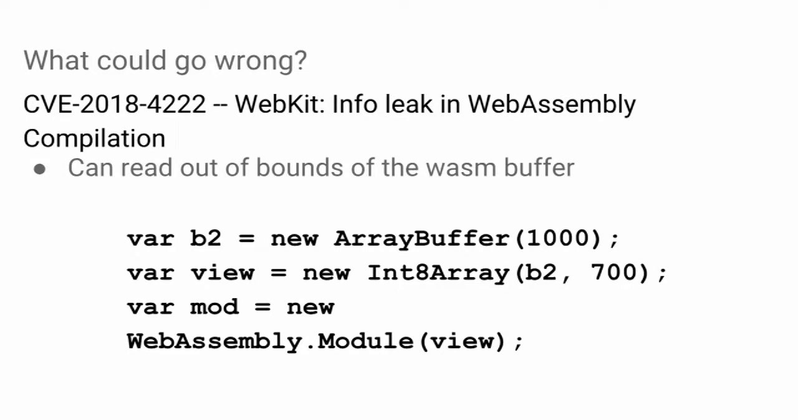Here's another issue that happens once again just in parsing. This is in WebKit, and this is kind of a silly issue in that it's clearly just a developer error, not any misunderstanding of the specification. In JavaScript, when you have an array buffer, you can create a typed array buffer around it, and this is basically just a view into that buffer. For example, the variable view is at offset 700 of this array buffer. So if you accessed sub 0 of that view, you would get sub 700 of the variable b2.